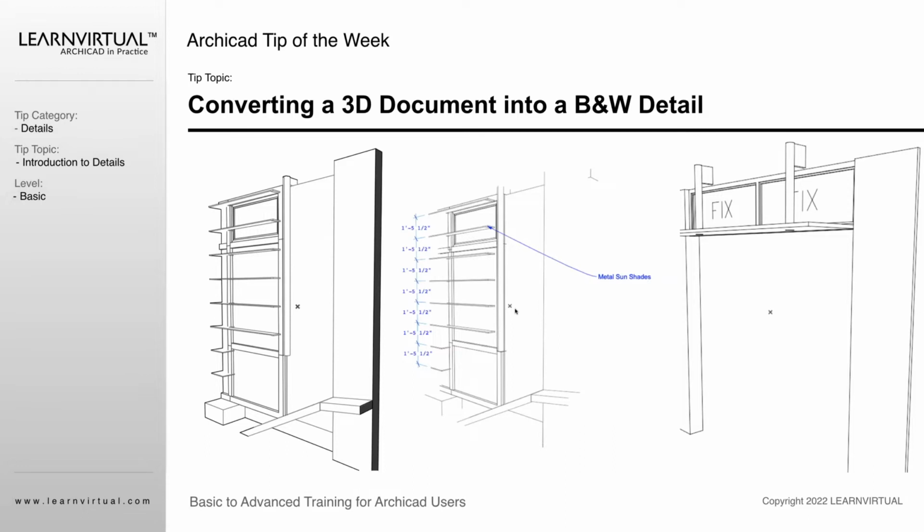And we may want that to be in black and white, so that way we can emphasize the things that we want to stand out. We don't want the color to be distracting from the detail that we're trying to show. So how do we get that 3D document into black and white?